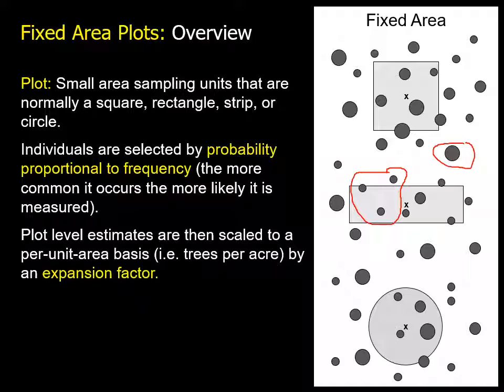Additionally, when we use these small fixed area plots, we are looking to scale this data from the observation within an individual plot to what it would mean at the acre basis, by using an expansion factor, and we'll talk about this more later.